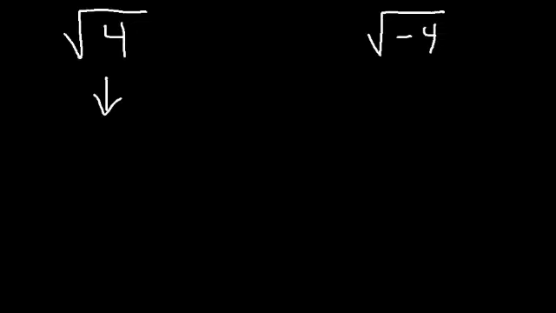Now, if you were asked to simplify these numbers, what would you do? Let's say if you have 2 numbers to simplify, the square root of 4 and the square root of negative 4. The square root of 4 will give you a real number, in this case 2, because 2 times 2 is 4. But what about the square root of negative 4?